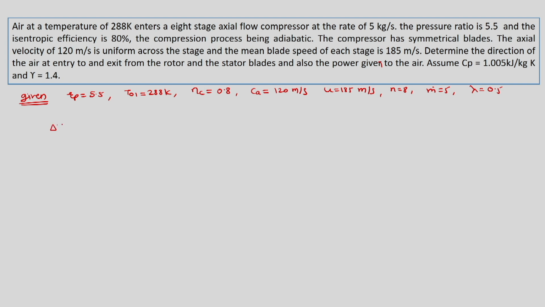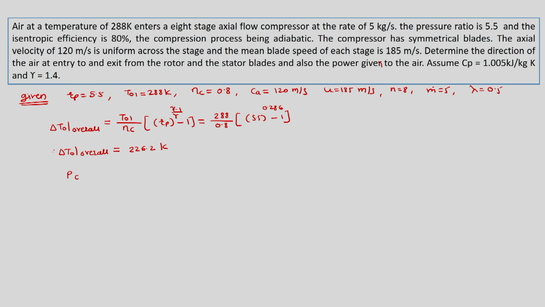We can find out delta T naught overall as T01 divided by compressor efficiency into Rp raised to gamma minus 1 upon gamma minus 1, that is 288 divided by 0.8 into bracket 5.5 raised to 0.286 minus 1. So now we have found out overall temperature rise as 226.2 Kelvin.